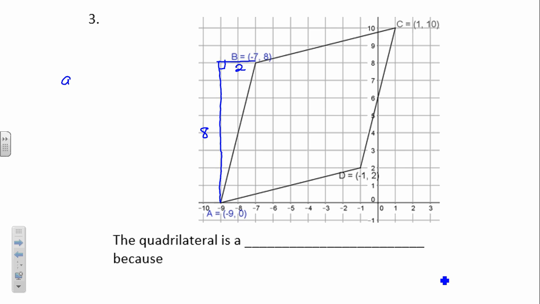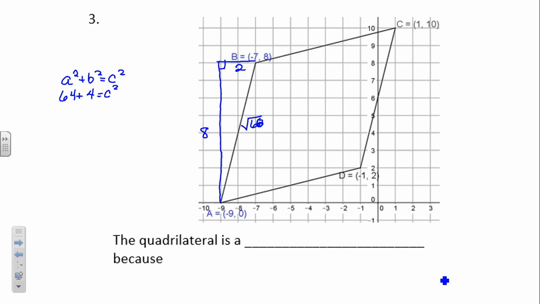Yep, a squared plus b squared. So 64. And what's 64 plus 4? So what's this side going to be? 68. Square root of 68. Okay.